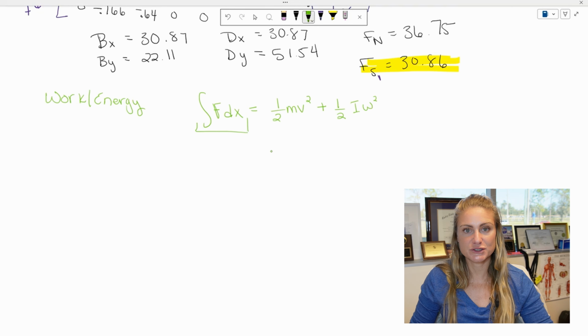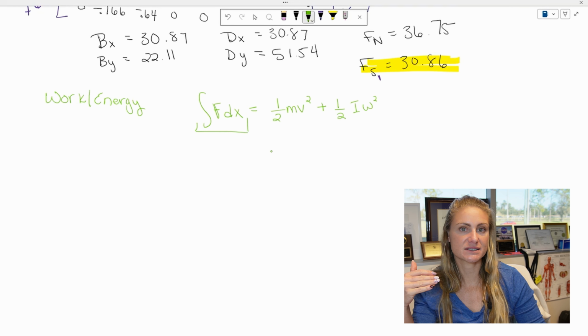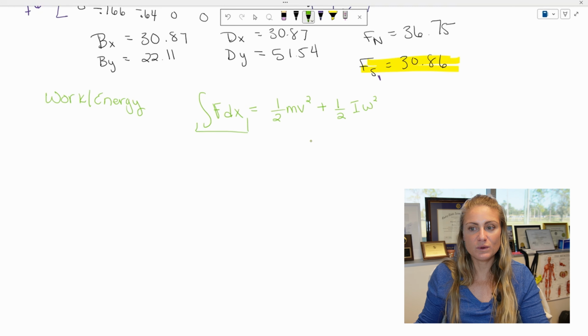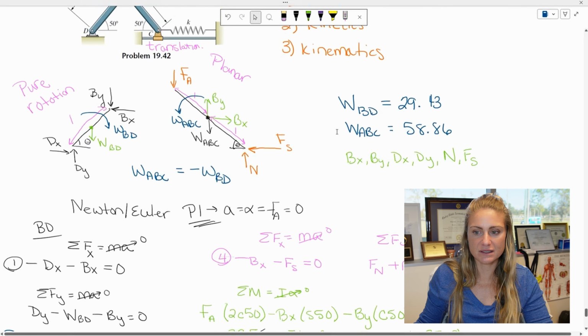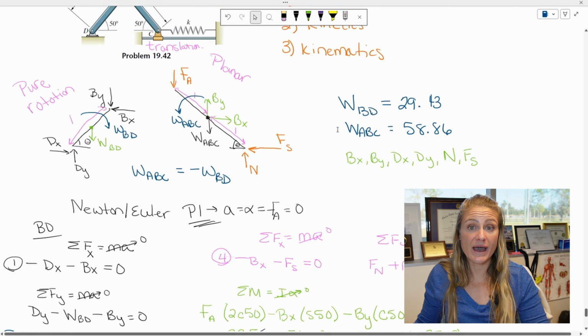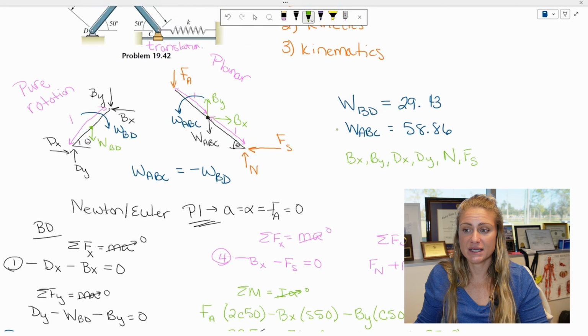So for potential energy, we have to list all the forces that do work in this problem. Can you name the forces that do work in this problem, just by looking at this? Well, we know FS is going to do work because it changes with displacement. We know FA is going to do work. We know that the weight of the bars is going to do work as well. I think that's all the ones that we have.